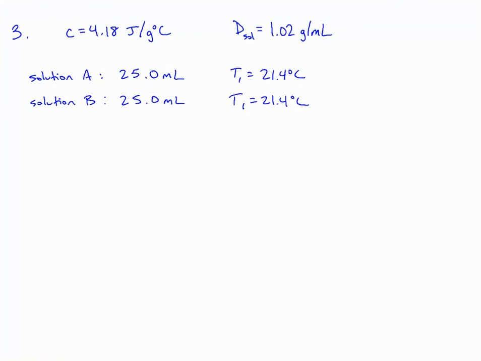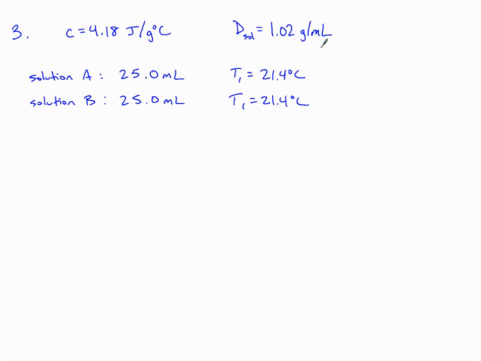So here's the data they give us for number 3. The specific heat of the solution, specific heat is C, 4.18 joules per gram degree Celsius. The density of the solution, 1.02 grams per milliliter. So it's a little bit higher in mass than pure water, and that's because it's got something dissolved in it. Those are the things that are going to react. In this case, you have A and you have B. Those are whatever compounds are dissolved in the water.